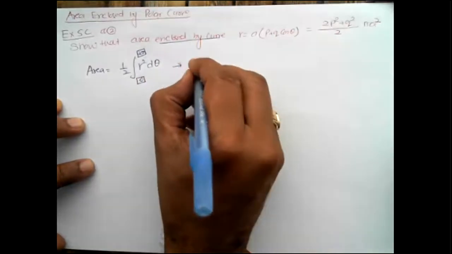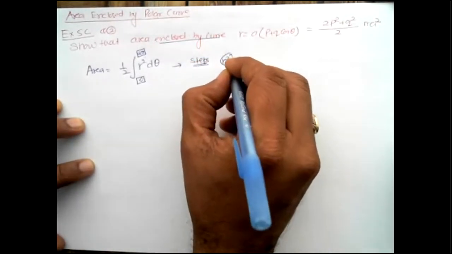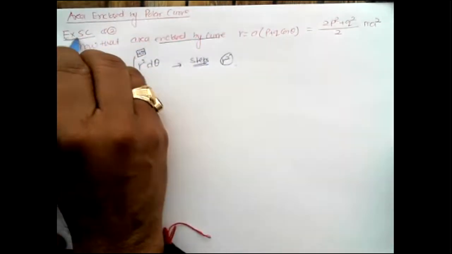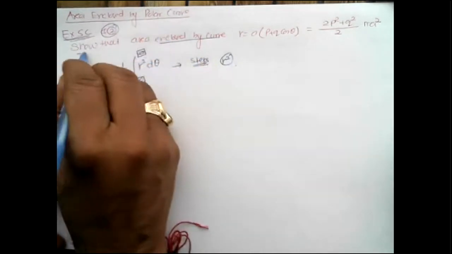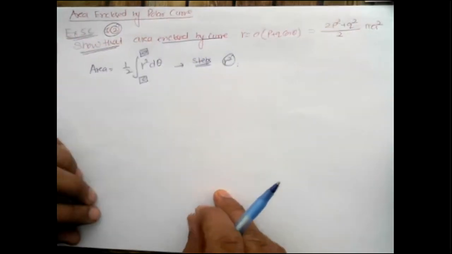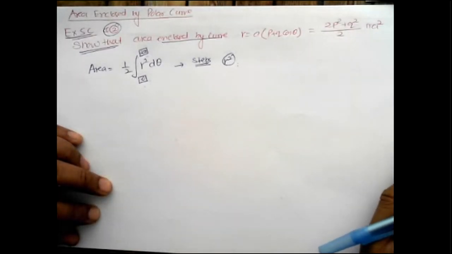Right, guys, the steps for this one are: we work out r squared first, then integrate it, and then substitute the values in. This is a question I picked up, exercise 5C, question 2. It says show that. And I would say the majority of the questions you get in the exam will be show that questions. So we will work on it now.